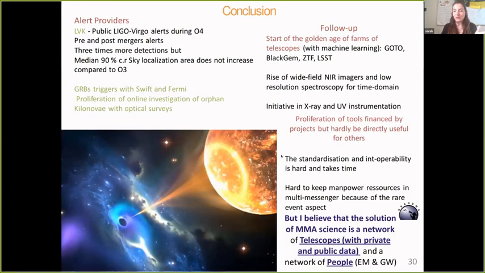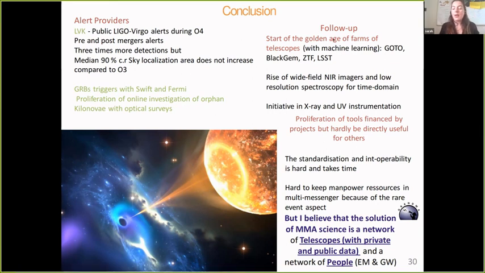So I would like to thank you for listening to me. Just a recap. First, for the alert providers, for kilonova there are 2 channels. One is the LVK. The takeaway message is that the sky localization area in O4 won't be so good. We need to be prepared to have the same strategy as in O3. We have another channel, which is orphan kilonovae in surveys such as ZTF that just rise, from which we can maybe extract some properties.